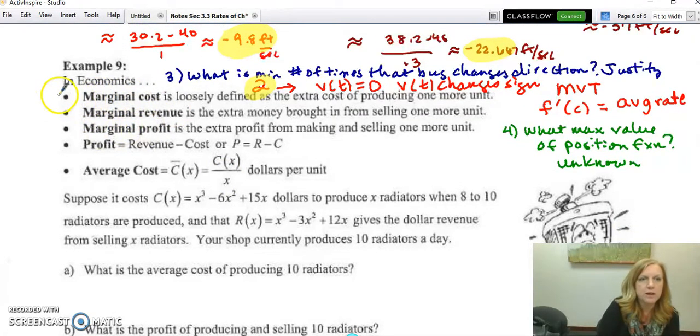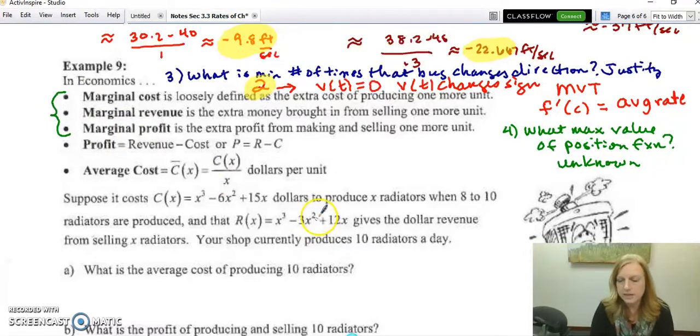A couple of things to look at are marginal cost, marginal revenue, and marginal profit. You've probably heard these in an online economics or personal finance class if you've taken that. Loosely, marginal cost is defined as the extra cost of producing one more unit, marginal revenue is the extra money brought in from selling one unit, and marginal profit is the extra profit.